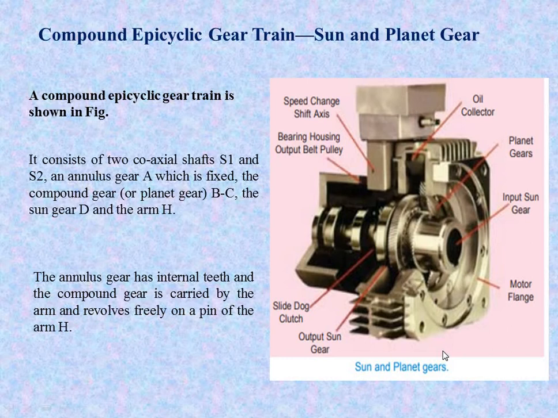The annulus gear has internal teeth, and the compound gear is carried by the arm and revolves freely on a pin of the arm. The annulus gear is also called an internal gear. The compound gear is carried by the arm, which rotates it, and it revolves freely on the pin of the arm.